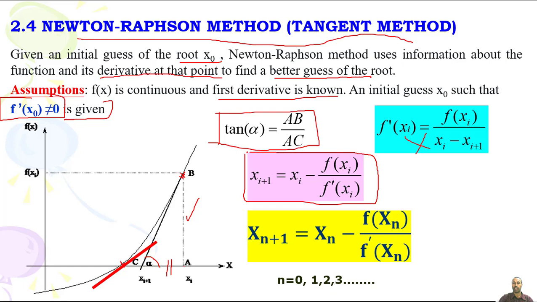So for every xi plus 1, i starts from 0, then you are approaching the tangent to this curve at any point. Then finally the tangent will be at this point. The curve and the tangent will meet when y is equal to 0. So this is the general equation for the Newton-Raphson method. So xn plus 1 equals xn minus f of xn over f derivative of xn at that point, where n starts from 0.